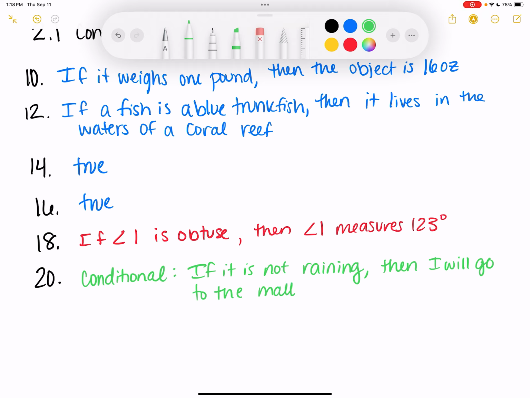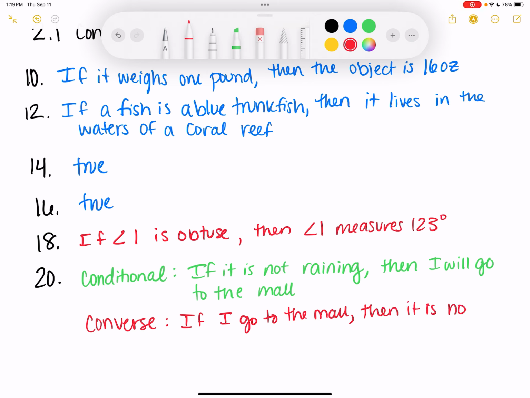Well, if it keeps raining, I won't go to the mall. If I go to the mall, then it won't be raining. Yep. Oh, okay. If I go to the mall, then it is not raining.